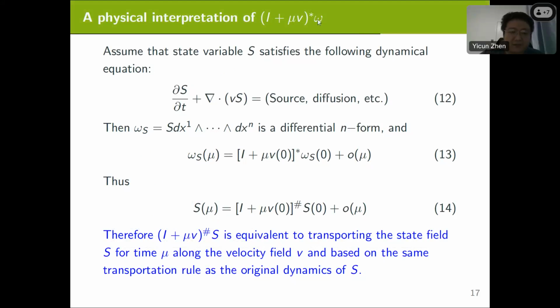So a physical interpretation of this pullback map is the following. Let's go through this quickly. If your state variable S satisfies this transport equation, where the left hand side is the transport term and the right hand side is the source term, all the other terms, then based on this transport equation, omega S must be equal to this differential n form.